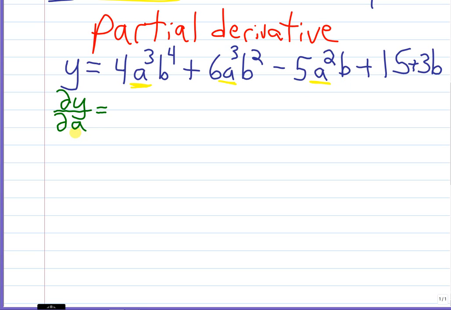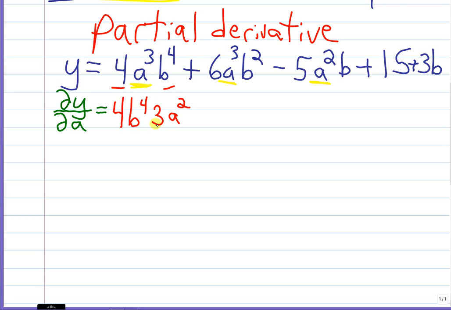So without further ado, let's do this. The 4 and the b to the 4th power we treat like constants. Since they're both multiplied by this a cubed term, we just write them down. 4 times b to the 4th times, now we do the derivative of the a cubed. And that's going to be 3a squared.